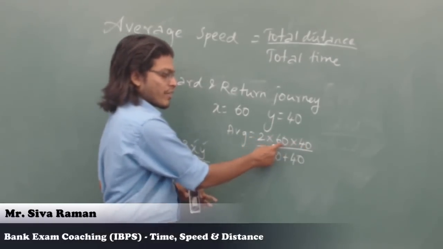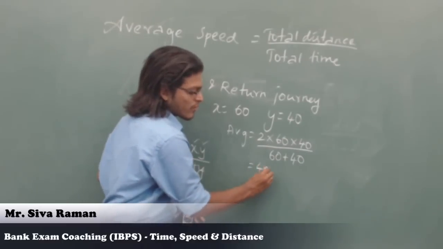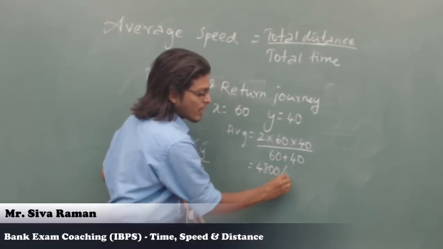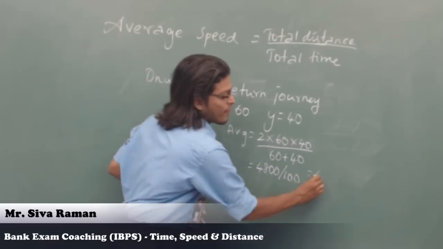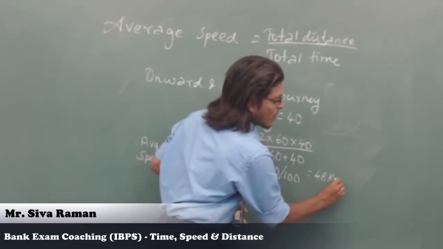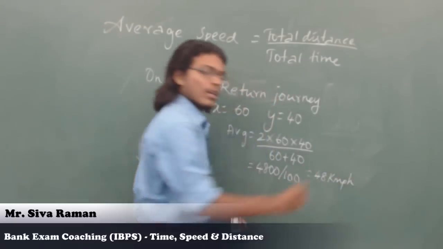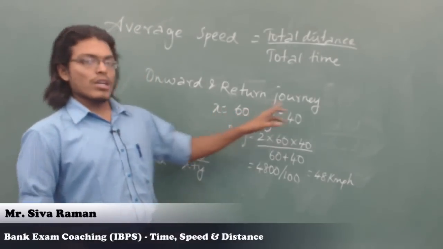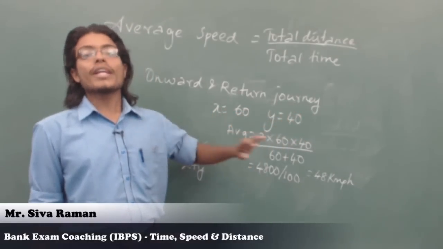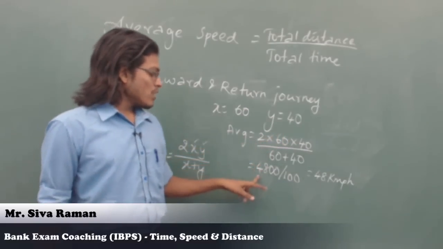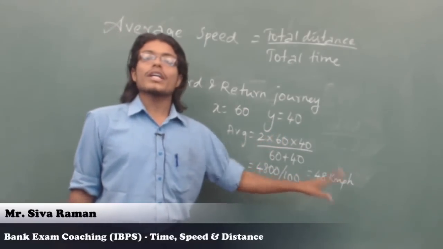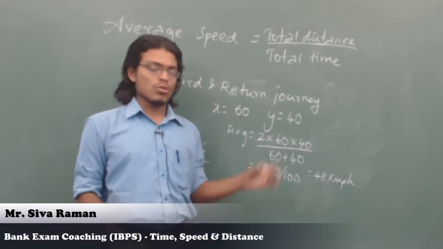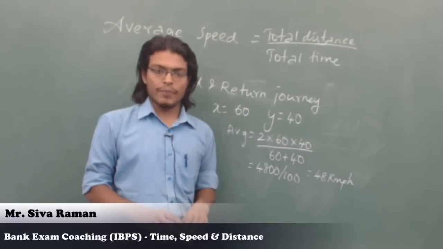So, 6 4s are 24, 24 into 2, 48. So, it is 4800 divided by 100. The answer is 48 kmph. So it is not the numerical average, it is the average speed, 48 kilometer per hour. So this is how we will be doing it.